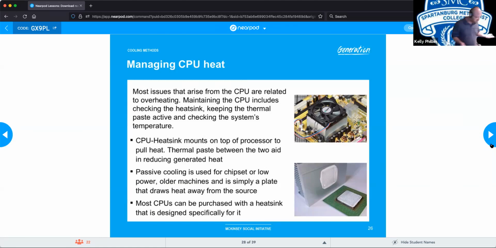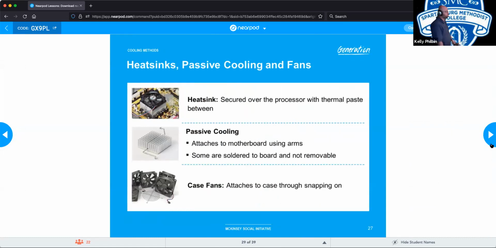Typically, when you purchase a computer, the standard cooling method will be a heat sink and CPU fan. There are other methods, though. As we just talked about, that heat sink in the middle right there is a passive cooling method. That is just a heat sink by itself.